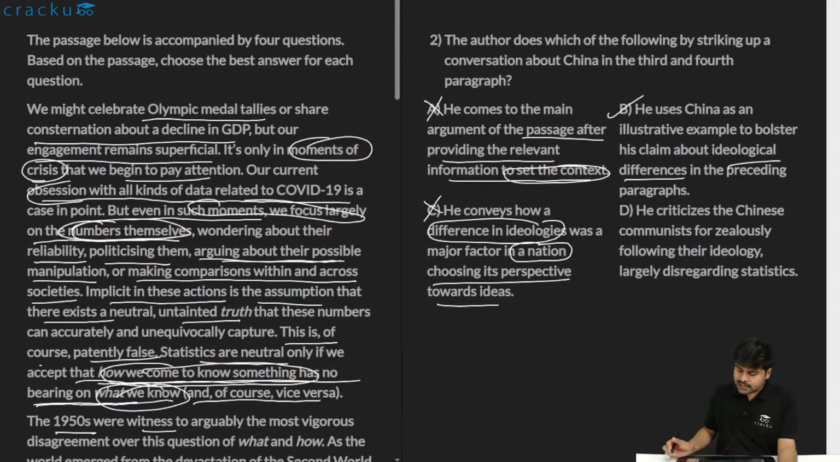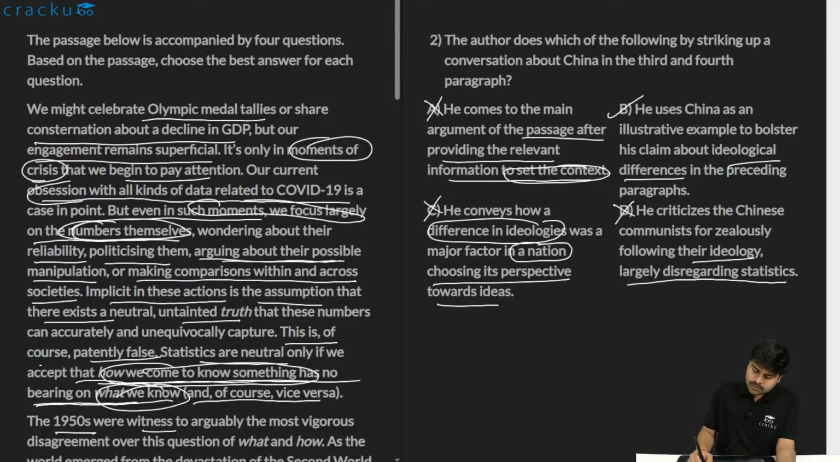He criticizes the Chinese communists for zealously following their ideology, largely disregarding statistics. Did the Chinese disregard statistics? Would the author say that Chinese should not disregard statistics? The author would not say that, because the author himself says that statistics means nothing, as statistics would only mean something when it is used by someone. So that someone will define what statistics is. So the author would not go ahead and say, why are you not using statistics? Because he would only say it if he truly believed that statistics represented the truth. But he does not really believe that statistics can represent an objective truth. So this is also incorrect. Option B is the correct answer.